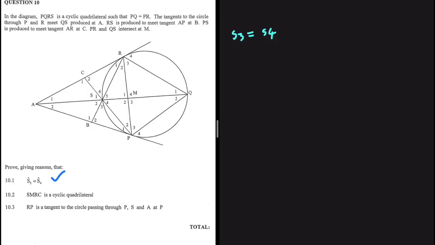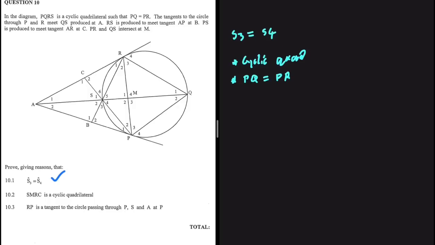So in the diagram, PQRS is a cyclic quad. So now I know that I have a cyclic quad. Let me write that down as it will help me in answering the questions. PQ is equal to PR. That is also important. Equal chords subtend equal angles at the circumference of the circle. The tangents to the circle through P and R meet QS produced at A.